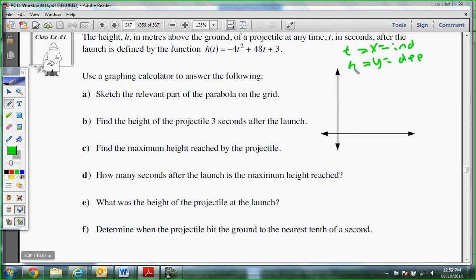Okay? All right, so it says sketch the relevant part of the parabola on the grid. So use your calculator. So let's put this in. I'll let you guys put that in and tell me what it looks like. I do know it's going to go through 3. Why do I know that? Yeah, it's my y-intercept, right? It's the constant. It's plus 3.